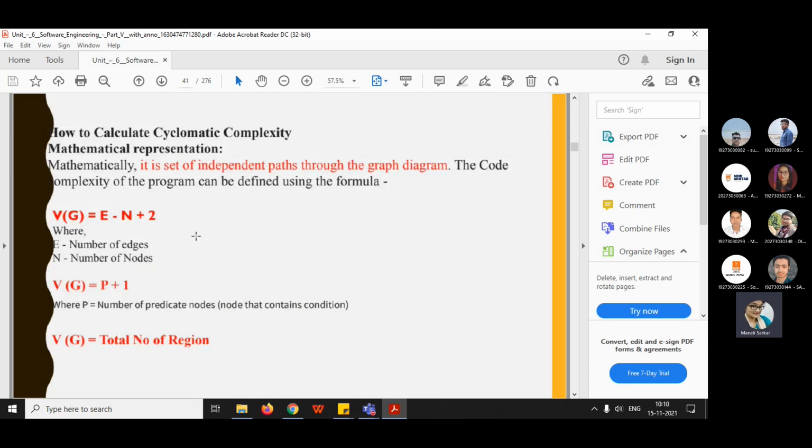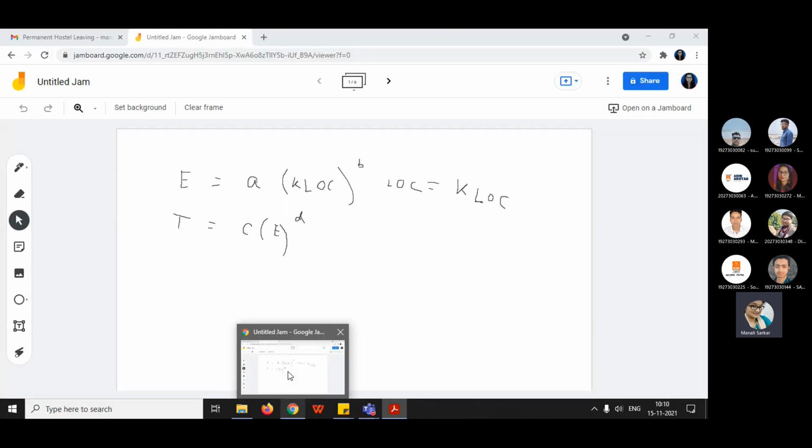This formula is similar to what you have learned in graph theory. In graph theory, there is Euler's formula, remember? Euler's formula and this formula are similar. If you see, Euler's formula is the same, that is E minus n plus 2.